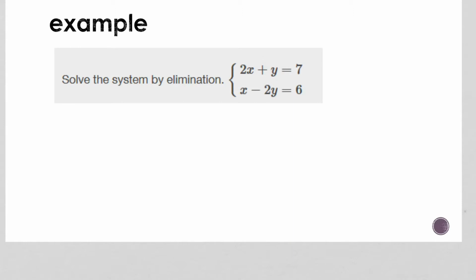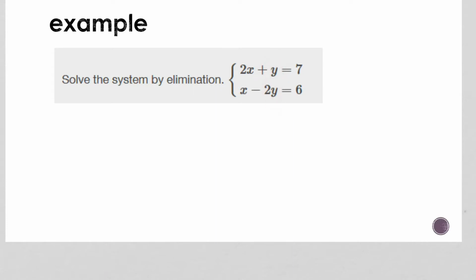And by the way, we have two of them here, so we have to make a choice. Are we going to choose to get rid of our x's or are we going to choose to get rid of our y's? Well, guess what? I'm telling you that it doesn't matter, okay? But here's what I'm going to do. I'm going to choose to get rid of my y's.